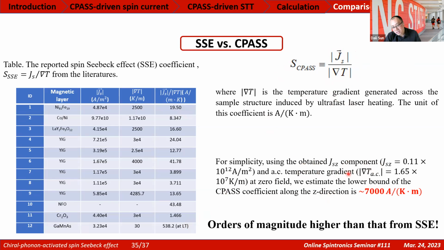Since we have a spin vector, using a very conservative number, considering the temperature gradient and using only the small component in the SZ direction, we already got the coefficient around the Z direction. It's already 7,000 angstrom ampere per Kelvin meter, which is several orders of magnitude larger than the SSE. But if we consider the AC spin current around the XY component, the coefficient is even much higher. That's consistent with most spin pumping, right? In spin pumping, AC spin current always has a higher magnitude compared to DC pumping while transferring similar angular momentum.